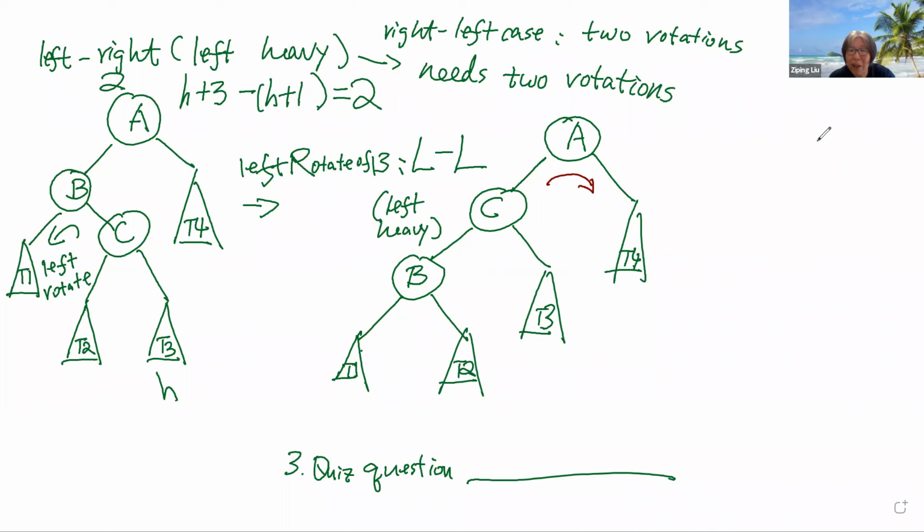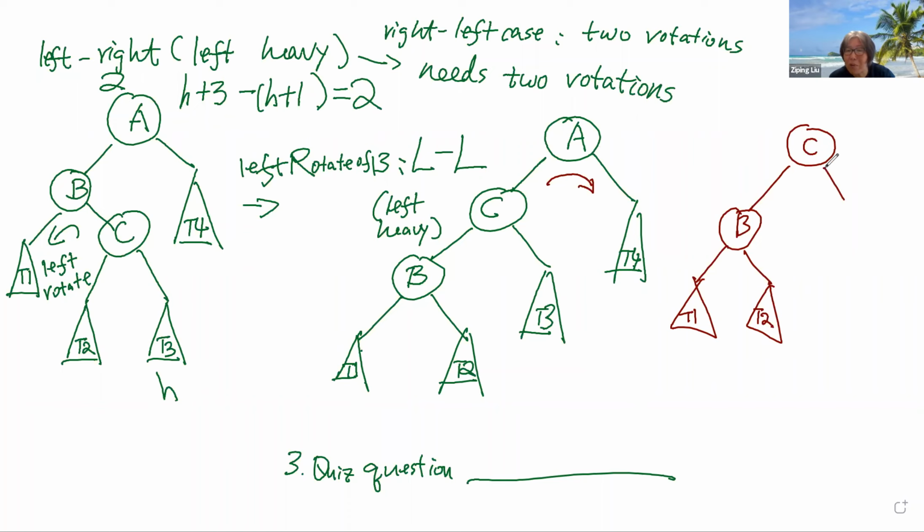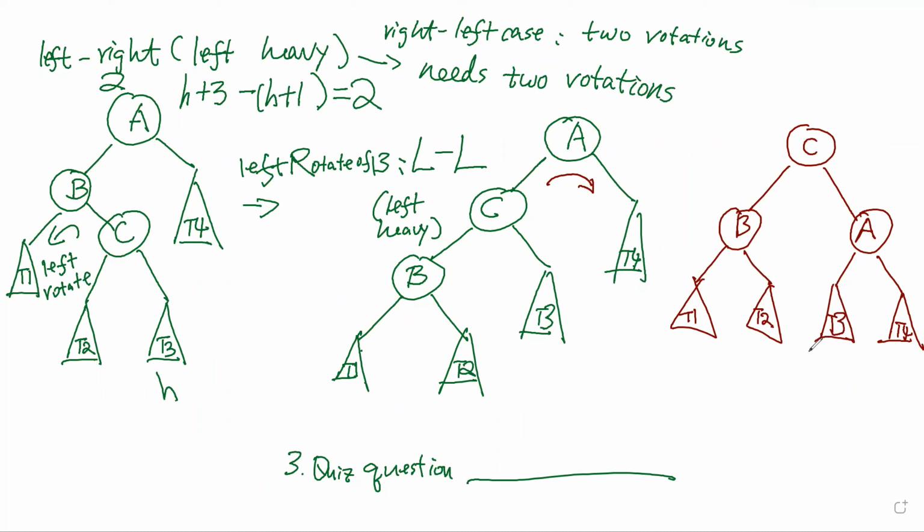Make C as a root node, and then its right is still B, and it has two trees, T1 and T2. And then what? Because when you want to bring C up, you need to bring A down. And A still has its T4, but C has its T3, you can move it to A's left. Then we can bring the tree as balanced.